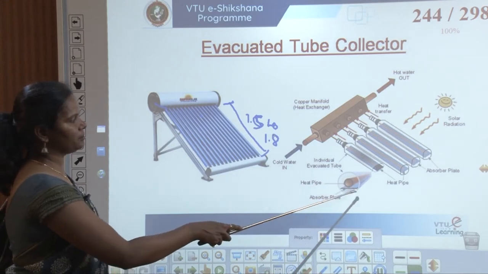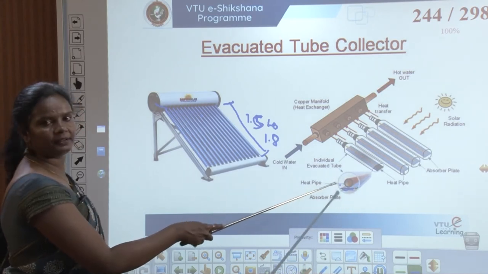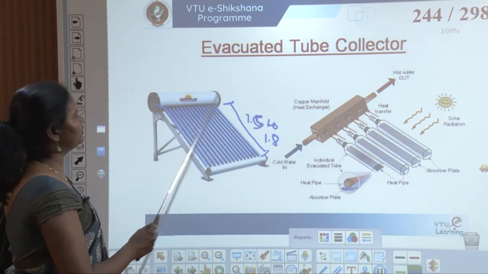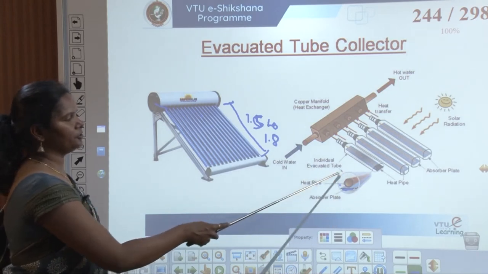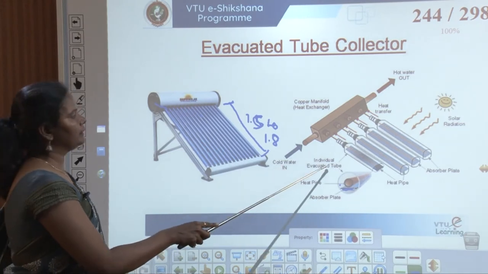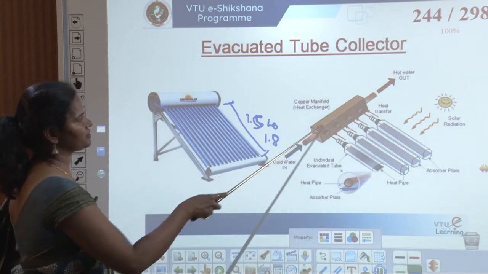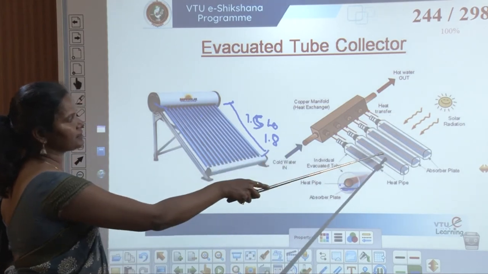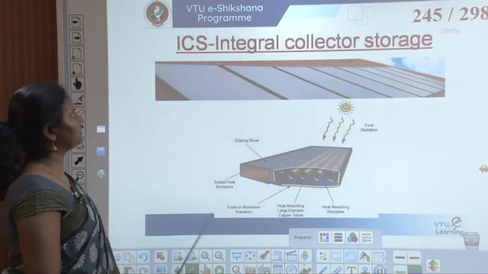It has one flat absorber plate, and the heat pipe could be copper. The heat pipe is provided from one end to the other end. So this is an evacuated tube. After the gap, there is an evacuated tube, so it has a double glass. Then these evacuated tubes are directly connected into this copper manifold. So when the solar radiation touches this, it heats up the whole thing and the water is heated.